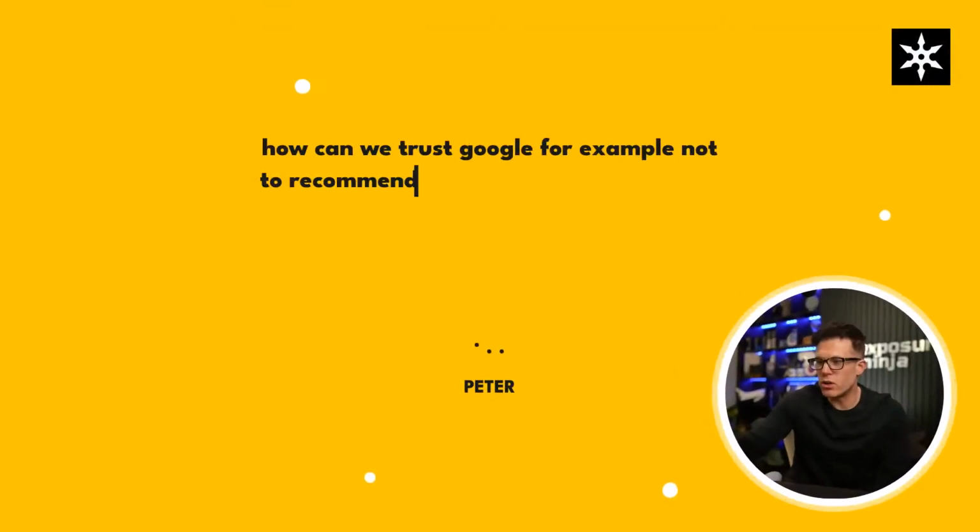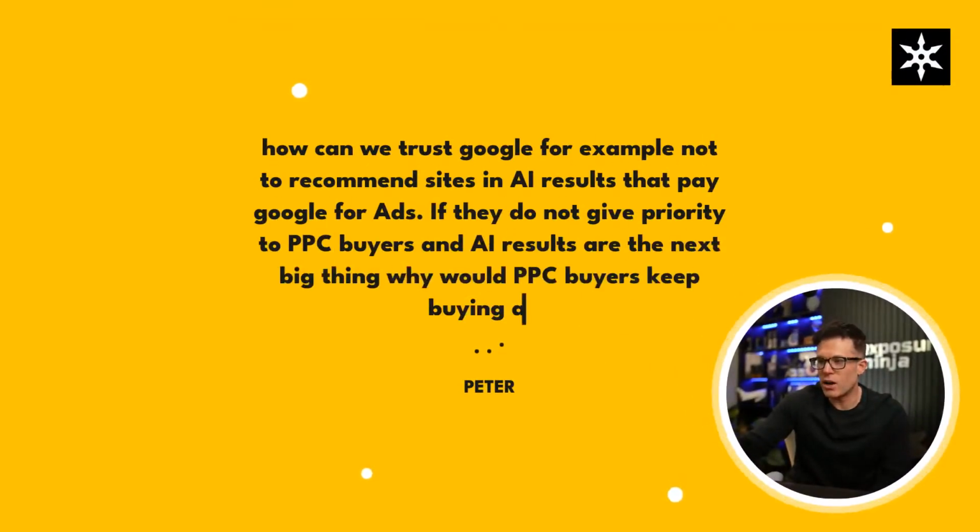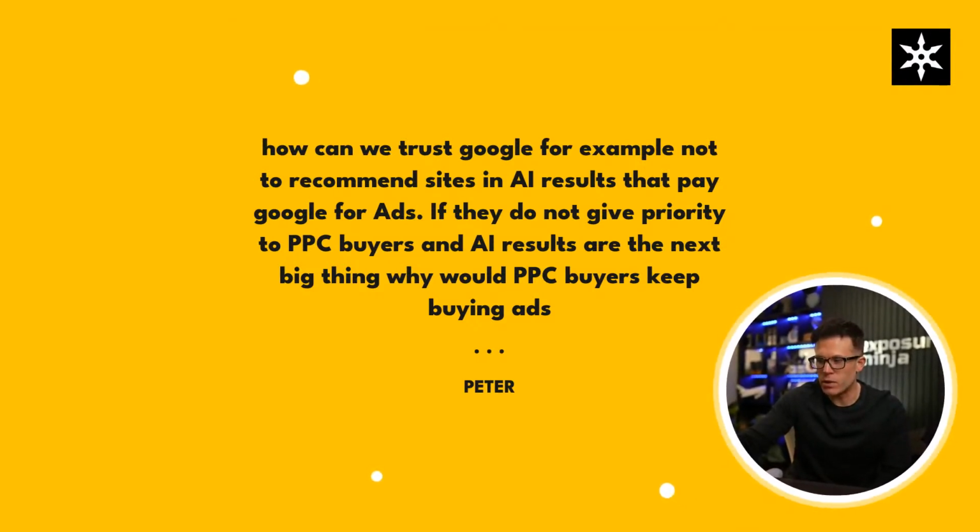How can we trust Google, for example, to recommend sites in AI results that pay Google for ads if they do not give priority to PPC buyers, and AI results are the next big thing? Why would PPC buyers keep buying ads?